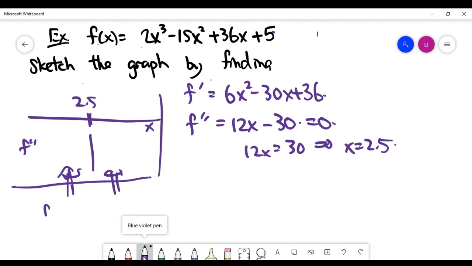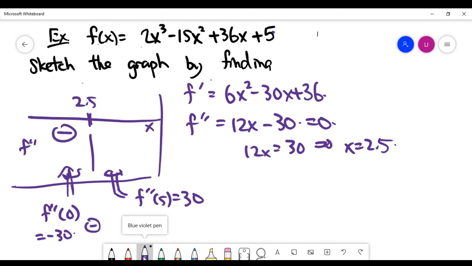So please feel free to choose some points. 1 point for less than 2.5. Let's say you can choose 0. You evaluate f double prime at 0. You will get a minus 30. And similarly, for a point bigger than 2.5, you are free to choose maybe, let's say, 5. Then you evaluate the function f double prime, so it's gonna be 30, and it means for the sign of f double prime, it's gonna be negative first, because it's minus 30 for the first value, and for the second value it is positive. So for the f double prime, it's all about the concavity. So before the point x equals 2.5, it is concave down. And after the point 2.5, it's going to be concave up, right?